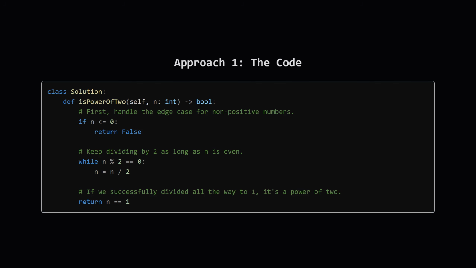So here's what that looks like in Python. First, you see that check right at the top. If n is less than or equal to 0, we just return false immediately. Then, we have a loop that keeps running as long as n is even. Inside the loop, we just keep dividing n by 2. When the loop finally stops, we check one last thing. Is n equal to 1? If it is, we succeeded.